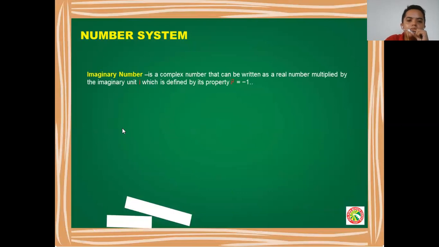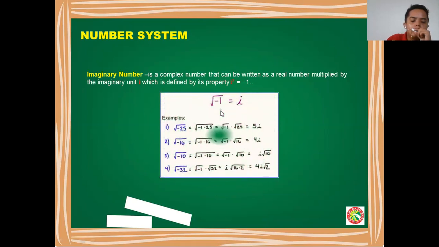Now, what is imaginary number? Imaginary number is a complex number that can be written as a real number multiplied by the imaginary unit i, which is defined by its property: i squared is equal to negative 1. So square root of negative 1 is always equal to i. Every time that you have a negative inside the radical, you change that into positive and then you take out i. For example, square root of negative 25.